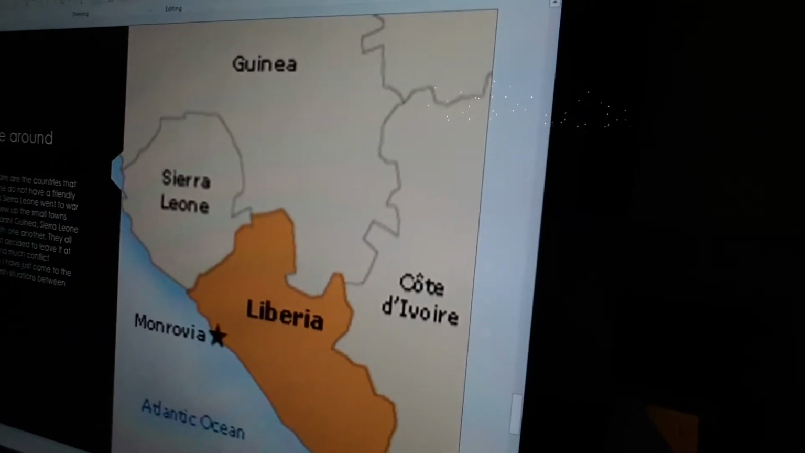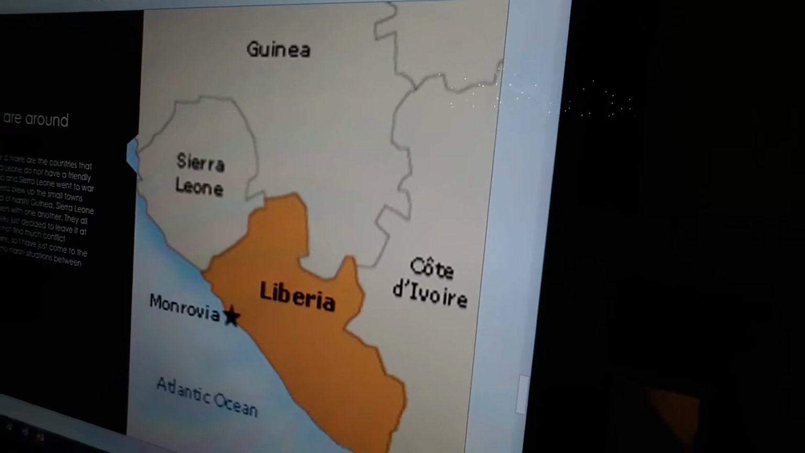So yeah, and you can see the capital of Liberia over there, which is where the little star is. So Sierra Leone and Liberia did have a war, kind of. Liberia did blow up some of the small countries that border it, so like the countries very close to it and around it. I think the same thing happened with Guinea. I really couldn't find a whole bunch of conflict between Cote d'Ivoire and Liberia, so I'm assuming they're okay.